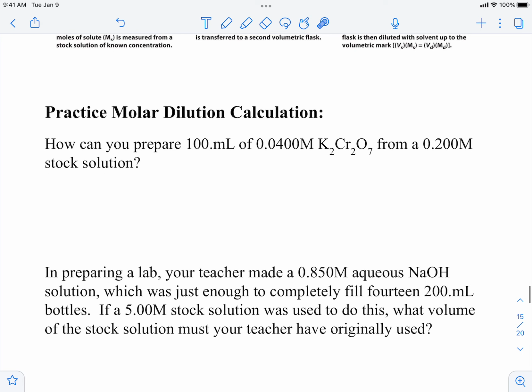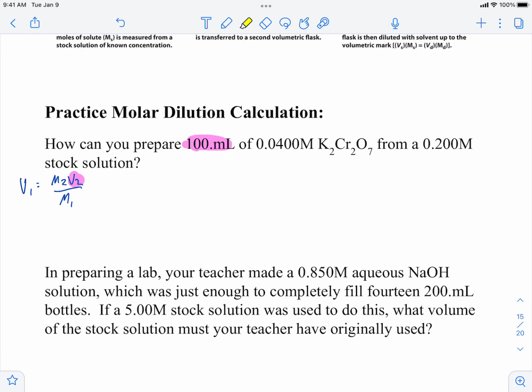So let's try a calculation. We want to make 100 milliliters of 0.04 molar potassium dichromate, and we have a 0.2 molar solution from stock. So first, let's identify what we have. What is the 100 milliliters? Which one of these variables is it? Well, it's a volume. Is it V1 or is it V2? It's V2. It's the one you want, right? So that's this.